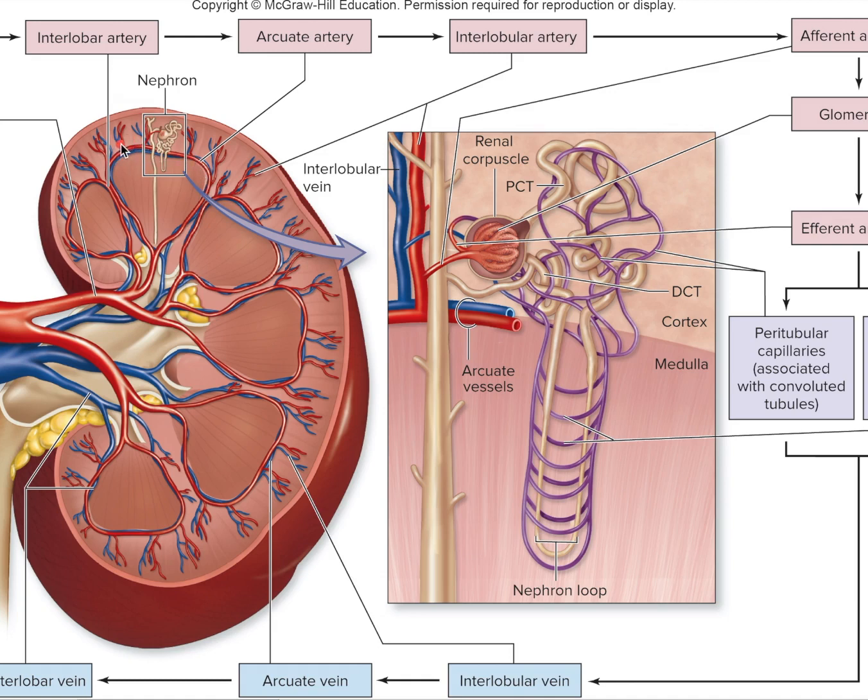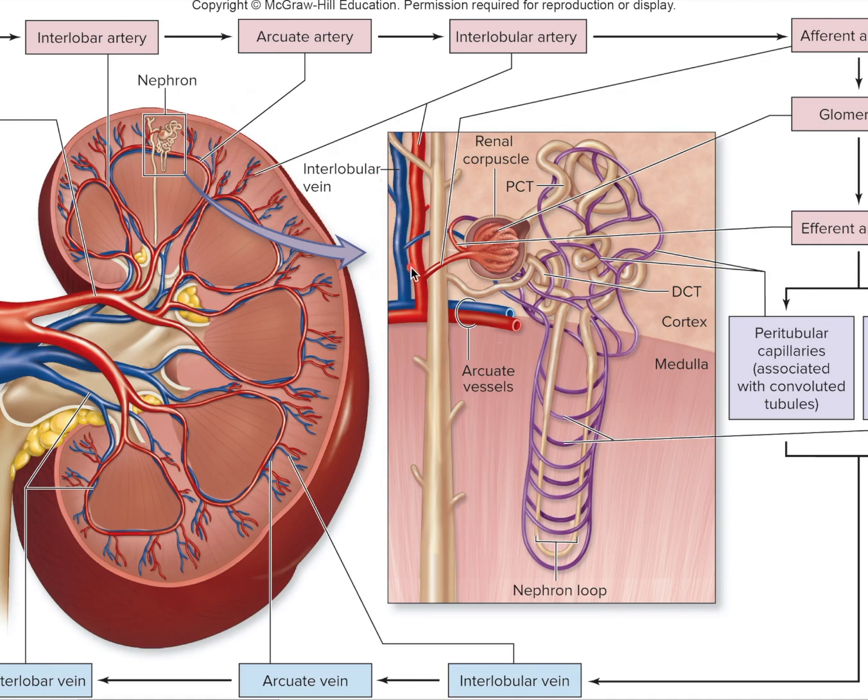And then we will send smaller branches off into the cortex, and those smaller branches are the interlobular arteries. So make sure you understand the distinction between interlobar and interlobular. Those are two different arteries. Interlobar are in the renal columns, and the interlobular are up in the cortex.